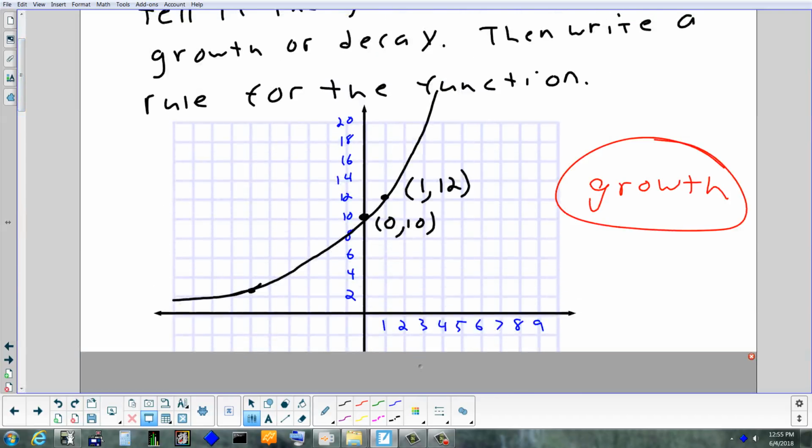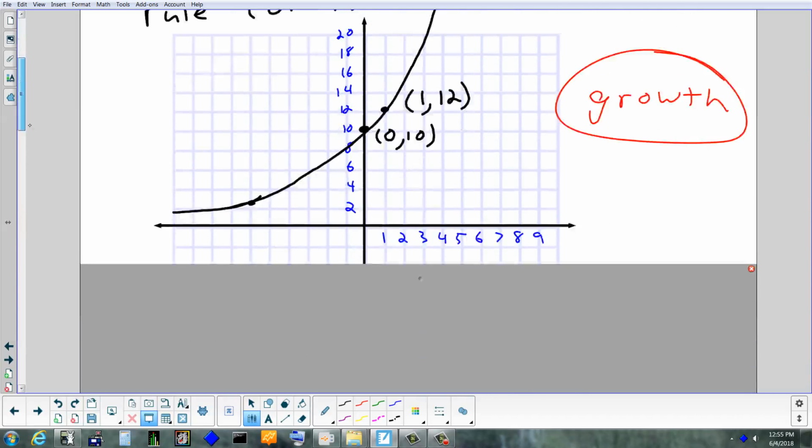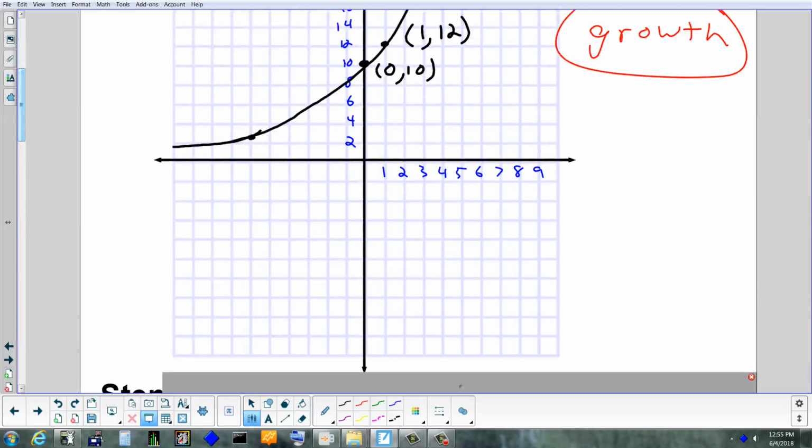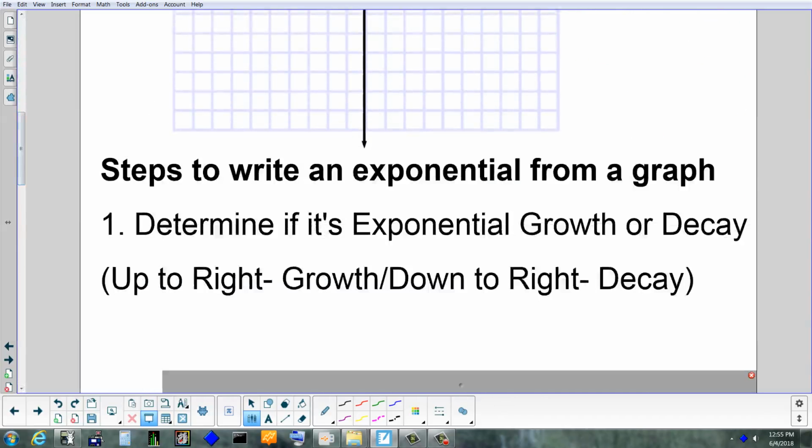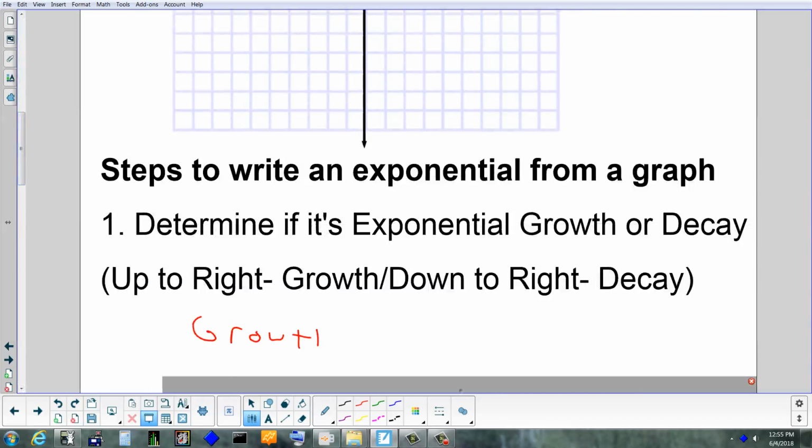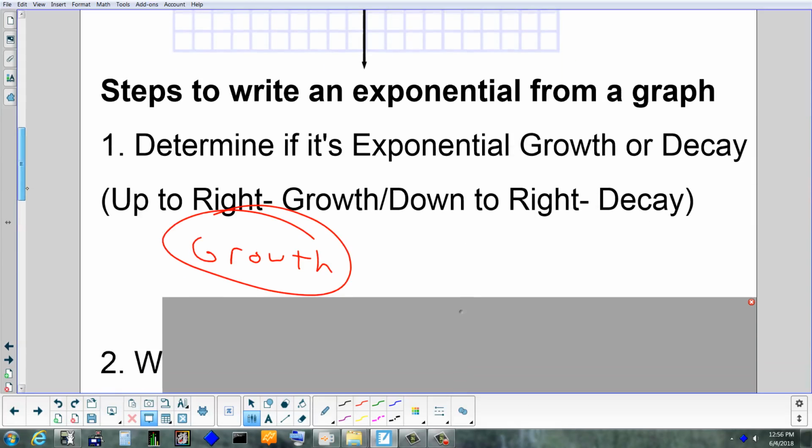Now it says write a rule for the function. There are some steps that they have to write in. So determine if it's growth or decay. We already did that. Okay, so up and to the right, growth. Down and to the right, decay. Guys, that stuff that's in parentheses, like up to the right, down to the right, if you know how to recognize whether it's growth or decay, you don't have to write that. But if you want to remind yourself, then you can write it down.